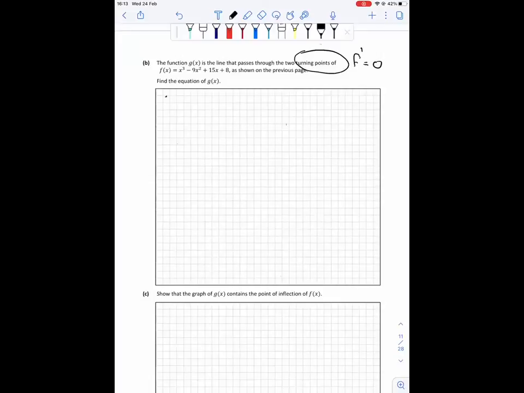So we're going to differentiate. So 3x squared minus 18x plus 15. The differentiation of 8 is 0. We have to equate it to 0 and solve. So we can divide everything by 3 to make it smaller numbers. So I'll divide that, and I get x squared minus 6x plus 5 equals 0.